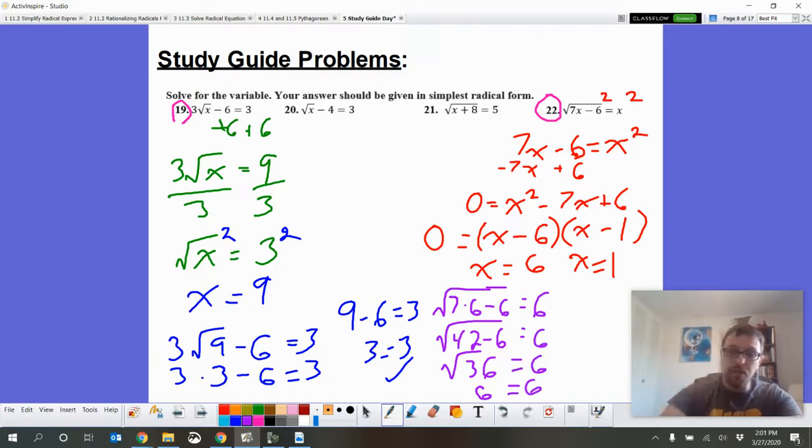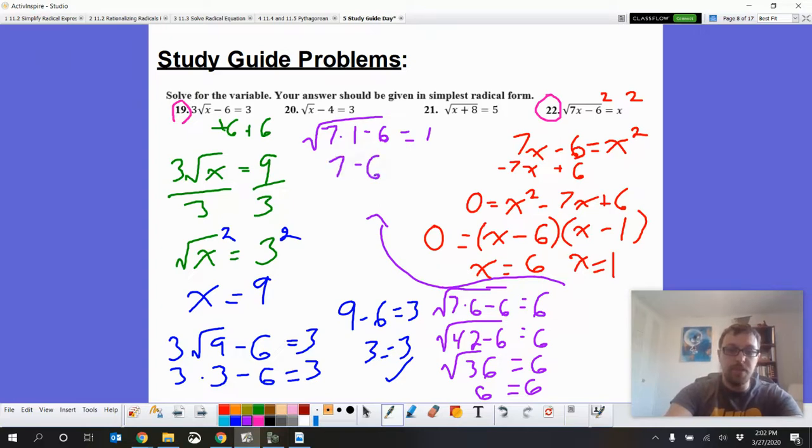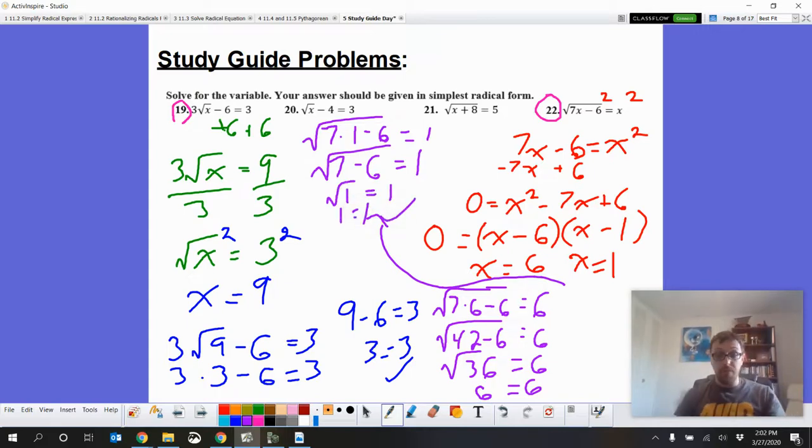If we check the other one, I'll do it over here because I've got more space. Seven times 1, that's 7 minus 6. So that's the square root of 1. The square root of 1 is 1. So both of them actually worked. We didn't have any extraneous solutions in this one. Sometimes we get extraneous solutions, sometimes we don't.